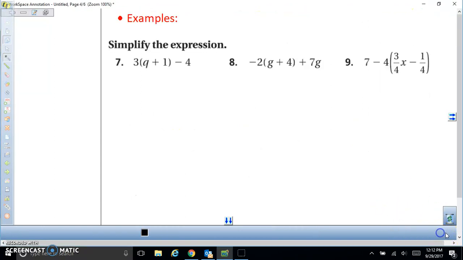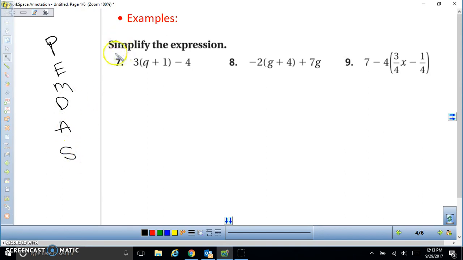All right, our last 3 examples. We are going to look at one more step when simplifying like terms, and this is when we have parentheses. When you have parentheses, you first have to remember your order of operations: Please Excuse My Dear Aunt Sally. We have to get rid of parentheses with the distributive property, and then we can identify our like terms. So identifying like terms happens in between parentheses and exponents.